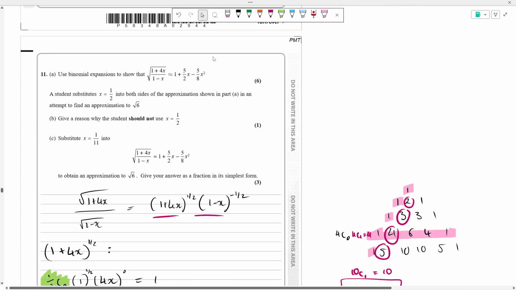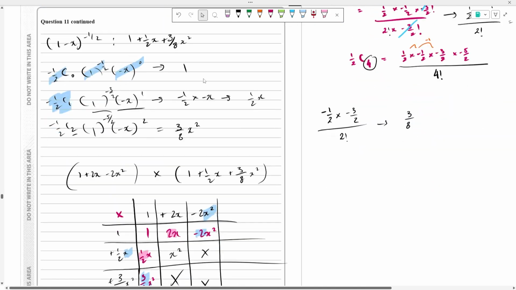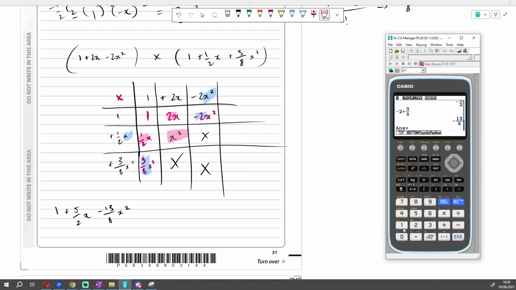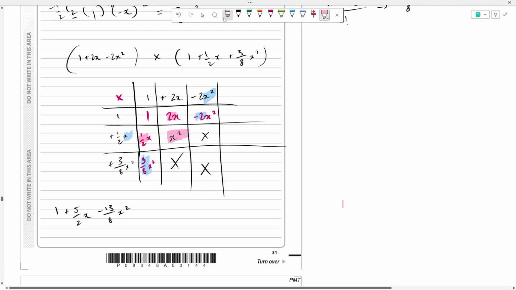Is that the final answer? It's not. Why? I've forgotten the bit in the middle. Oops. So we should also add 1 to that. And that gives us minus 5 over 8x squared.